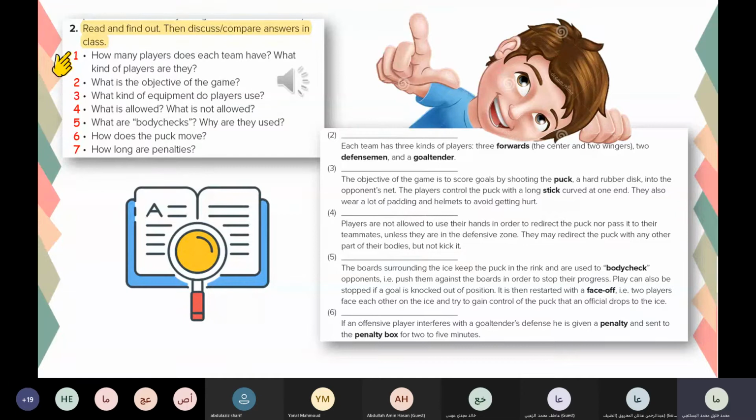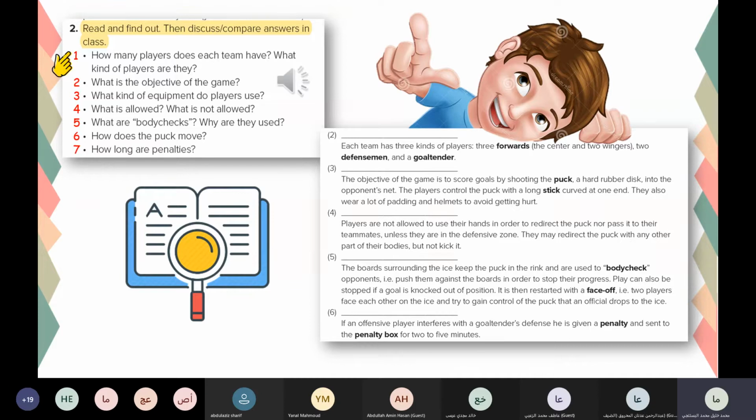4. Players are not allowed to use their hands in order to redirect the puck or pass it to their teammates unless they are in the defensive zone. They may redirect the puck with any other part of their bodies, but not kick it.